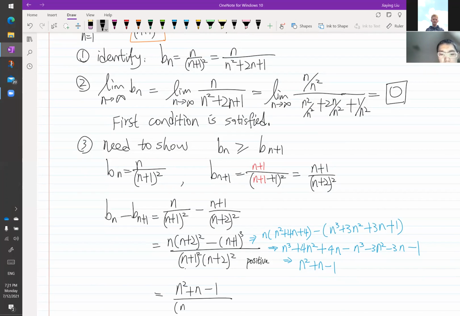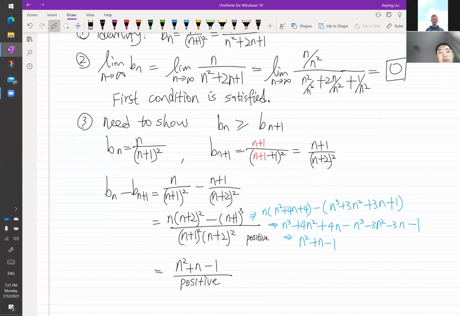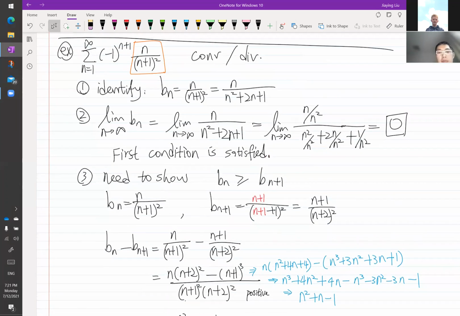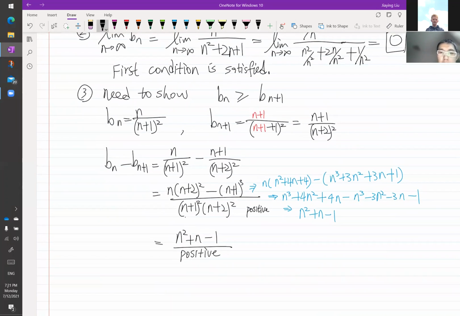So we end up with the numerator being n squared plus n minus 1. The denominator is positive anyway. So is the fraction positive or negative for n from 1 to infinity? So for n from 1 to infinity, is the numerator positive or negative?